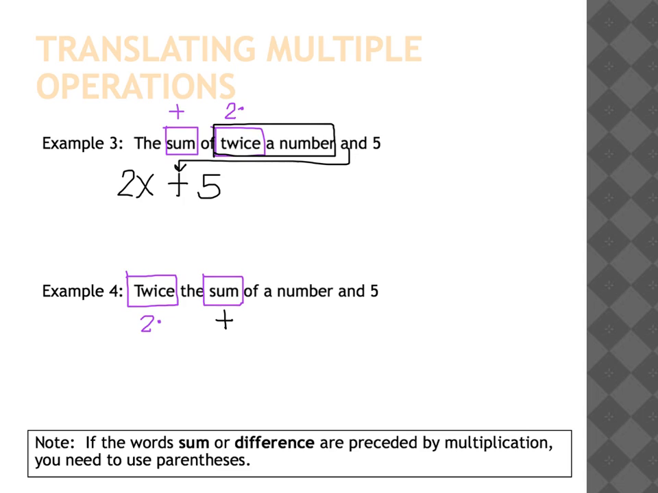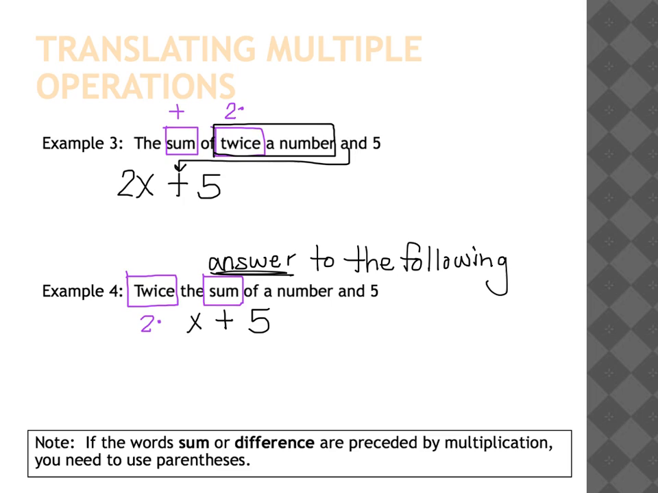This can be interpreted as saying twice the answer to the following addition problem. And so if I want to take twice the answer to an addition problem, I better do the addition problem first. So we need to think of our order of operations, though. If I wrote 2 times a number and 5, then I would be doubling x and then adding 5 to it. And I wouldn't be doubling the answer to the addition problem.